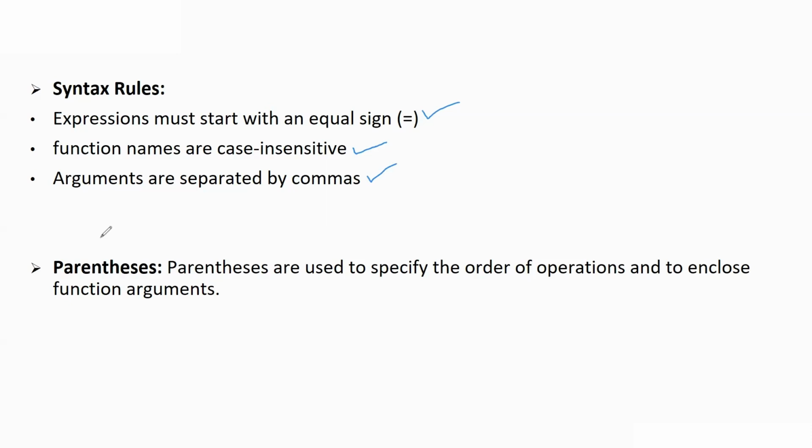The last one is parentheses. Parentheses are used to specify the order of operations and to enclose the function arguments. It's important to use parentheses correctly to ensure that the expressions are evaluated correctly, especially when combining multiple functions or operations. Now let's look at some examples.